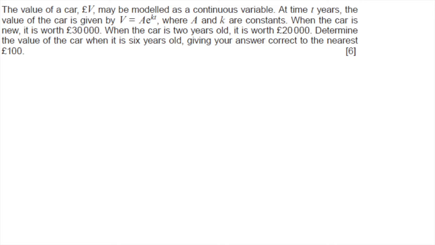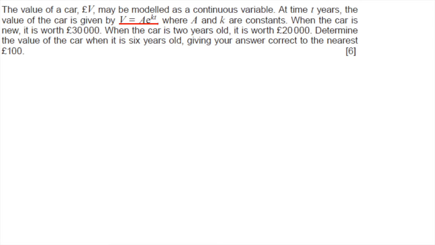The value of a car, v pounds, may be modelled as a continuous variable. At time t years, the value of the car is given by v = a e^(kt), where a and k are constants. Notice this model is using the exponential function e. When the car is new, it is worth £30,000. When the car is 2 years old, it is worth £20,000. Determine the value of the car when it is 6 years old, giving your answer correct to the nearest £100.